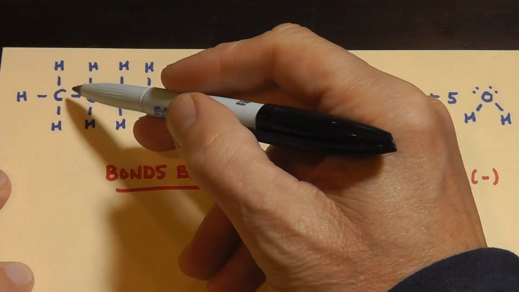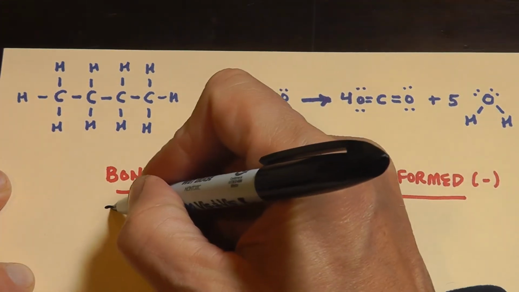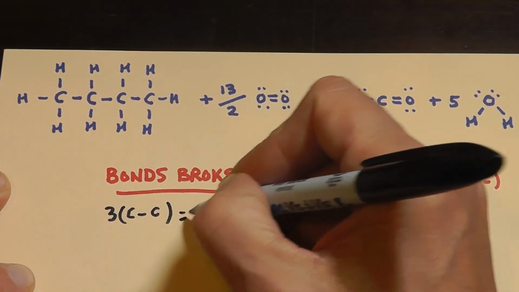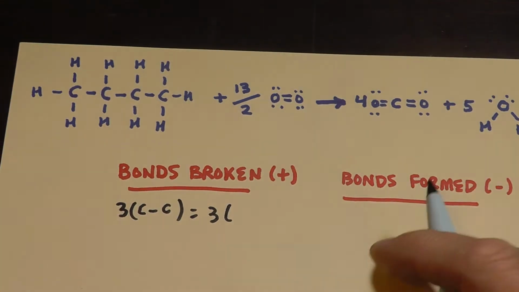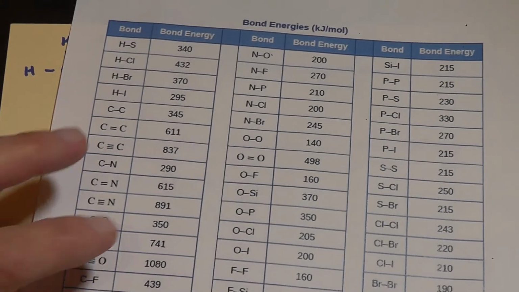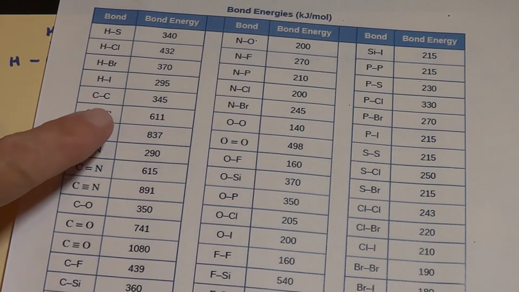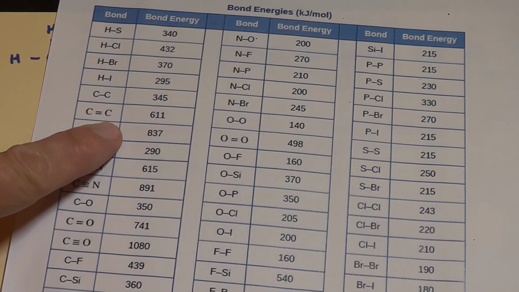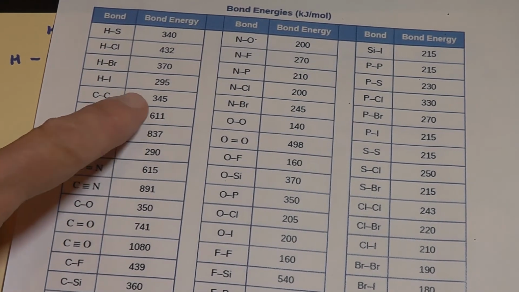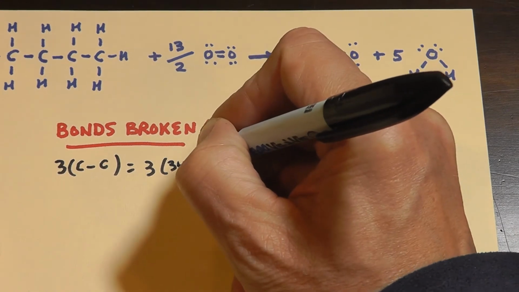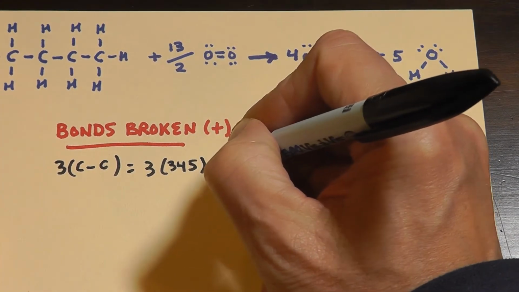I see 1, 2, 3 carbon-carbon bonds. That's going to be 3 times, okay, now watch out. There's different kinds of carbon-carbon bonds. Let's look at our chart here. All right, there's a carbon-carbon single bond, which we opened up the video with. There's a carbon-carbon double bond, triple bond. We want the single bond. So that's going to be 3 times 345. I'm going to leave the units off for now, but it's all kilojoules per mole.